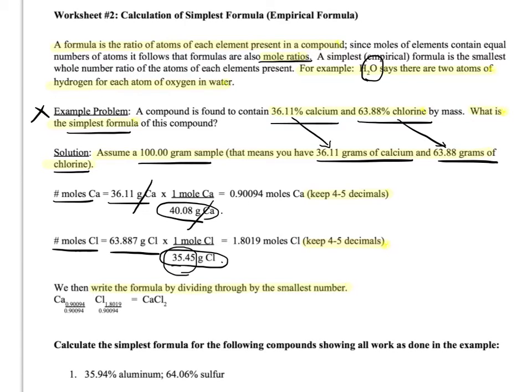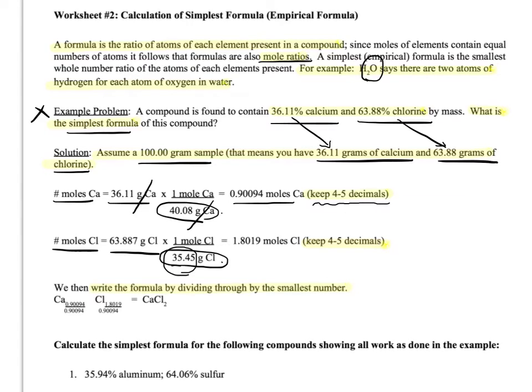So now we set up factor label problems. We cancel out our grams of calcium since they're on the top and the bottom. We do a division. And when we get our answer, this is different than what I normally tell you, but it's going to be important in this step, since it's not our final step, that we keep 4 or 5 decimal places.